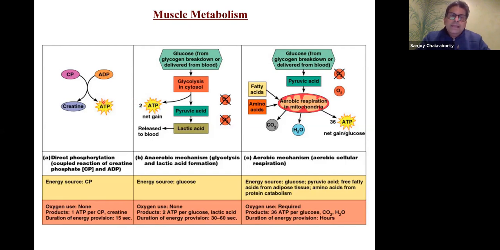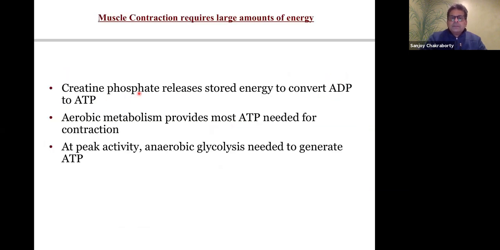So what they do, they convert this, or in other words, I'm going to use the word store. They store that ATP in terms of a molecule called creatine phosphate. So right here, creatine phosphate releases the energy immediately when you need it.